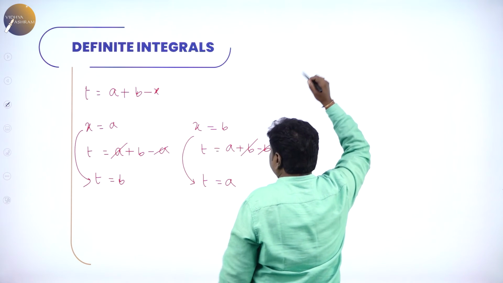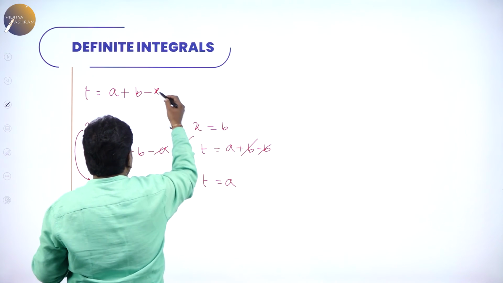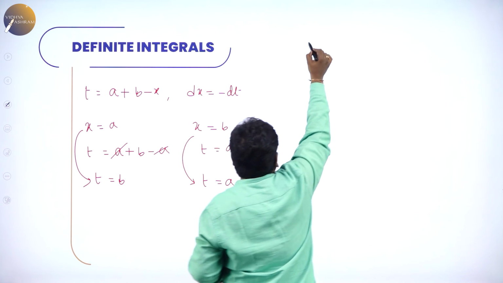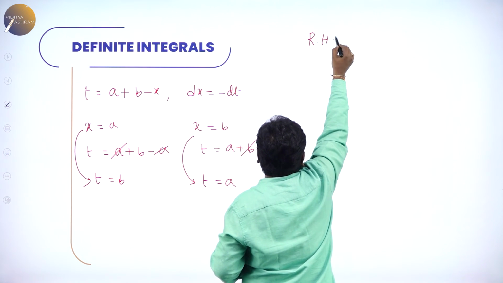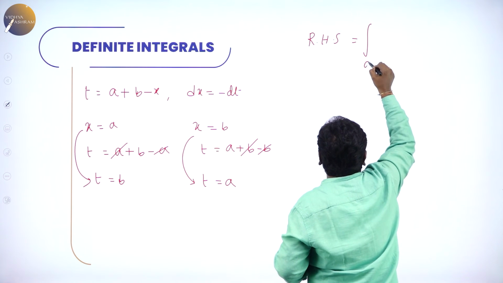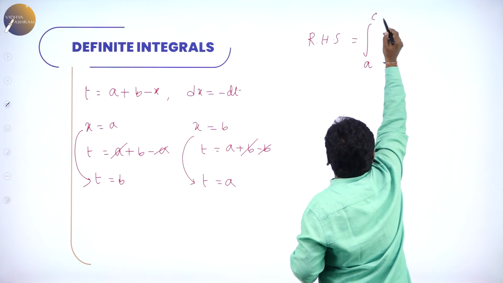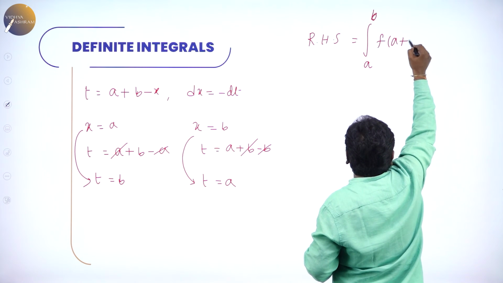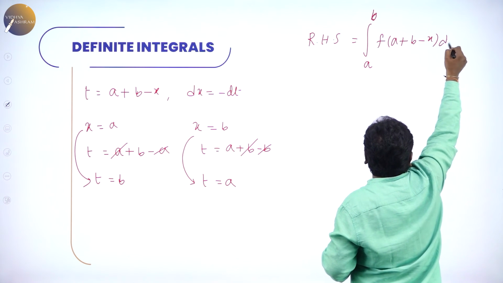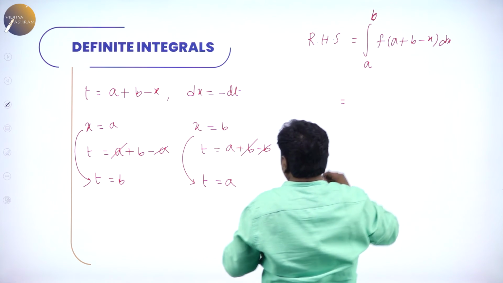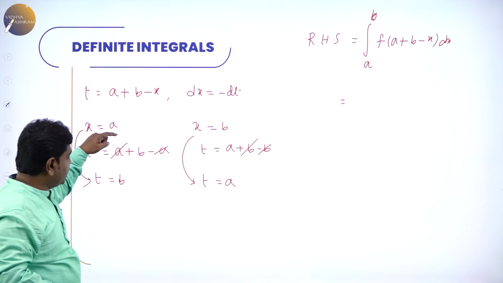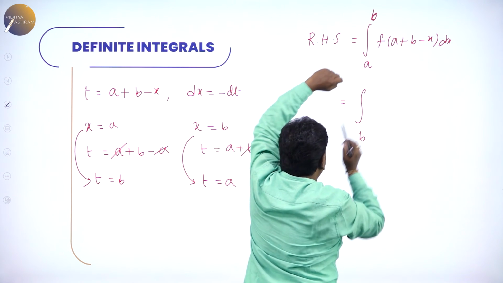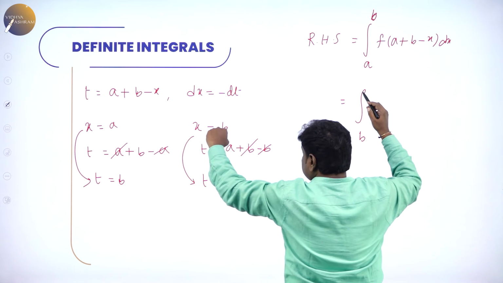So what is the substitution? So this is the substitution. From this we got dx value is minus dt. All these things we will take in RHS. What was the RHS we have taken? RHS is integration of a to b f of a plus b minus x dx. So you can see when x is a, t is b. When x is b, t is a.